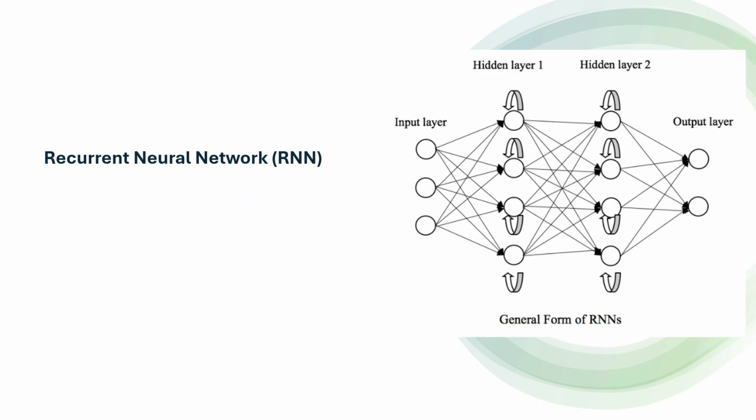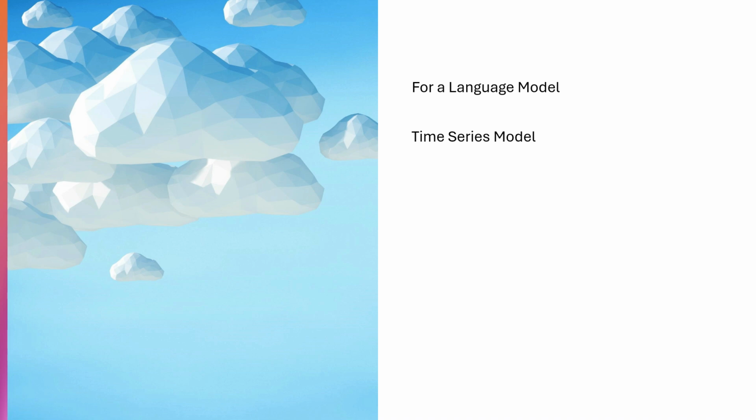Recurrent neural network. This is one of the state-of-the-art deep learning methods. What is so special about it? It has an internal memory and it can remember important things from the input and the previous layers. Because of this internal memory, it is especially good for language models and time series models.